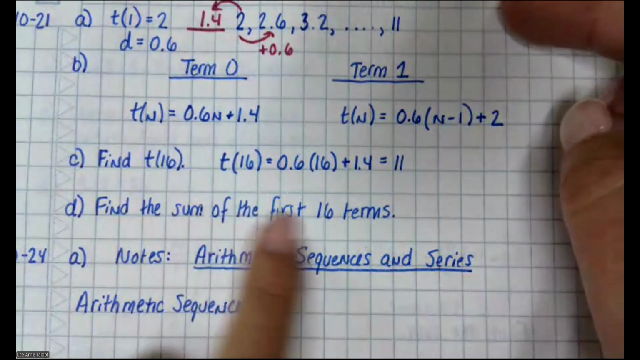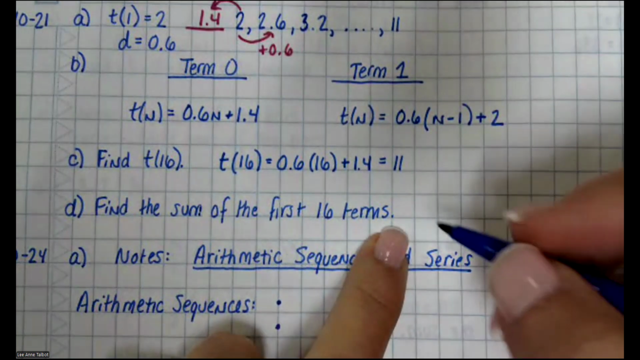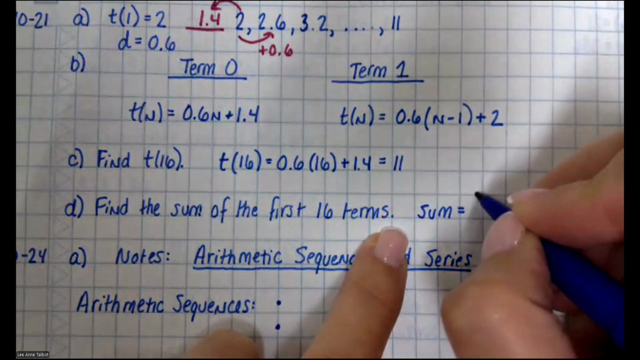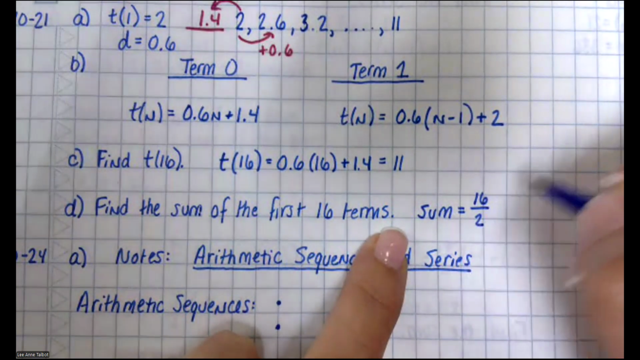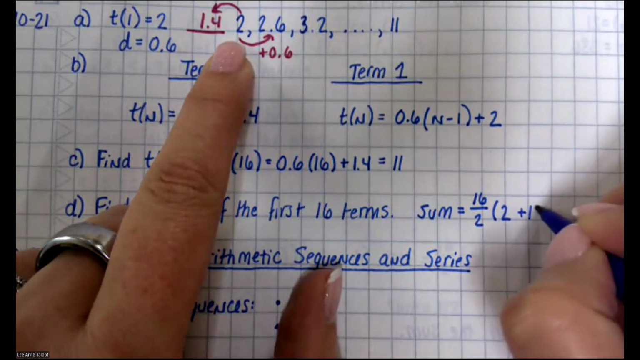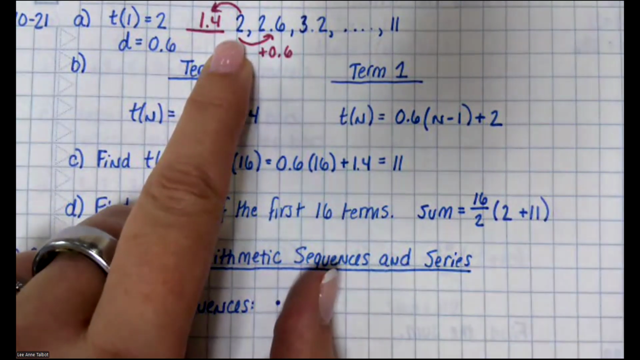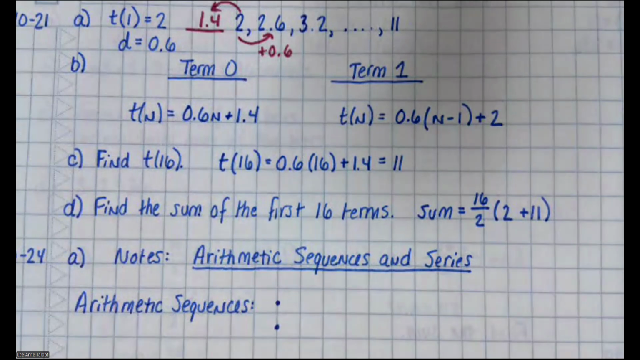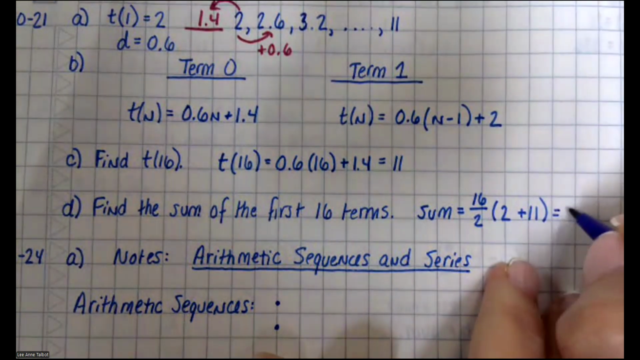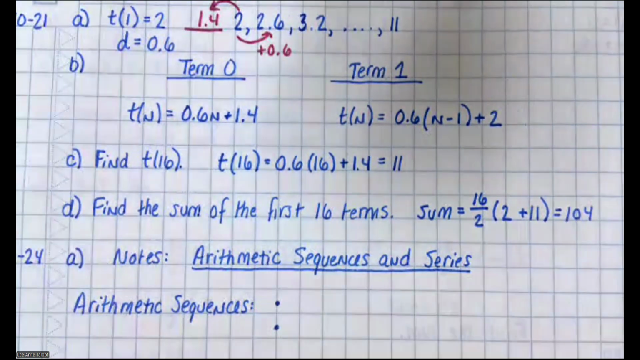Okay, last thing, find the sum of the first 16 terms. Sum equals 16 over 2, times the first term plus the last term. And that is 104.